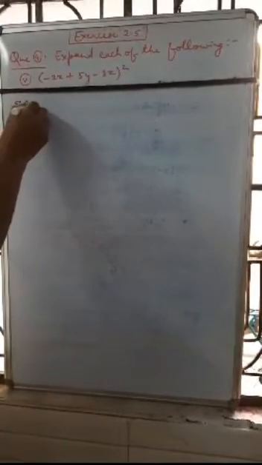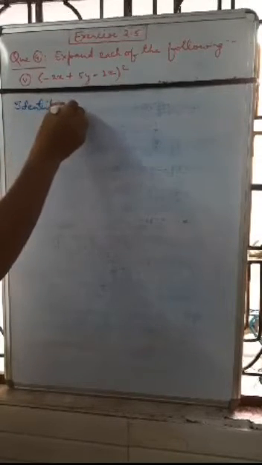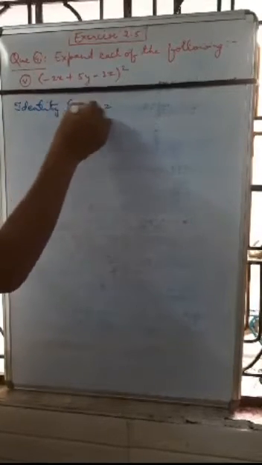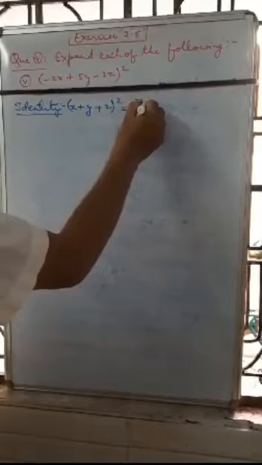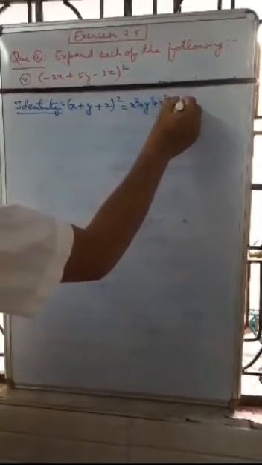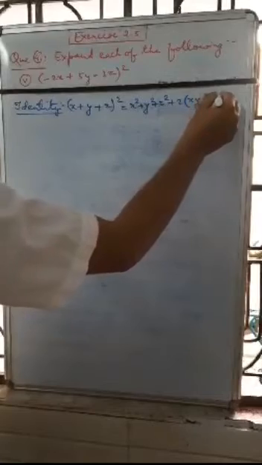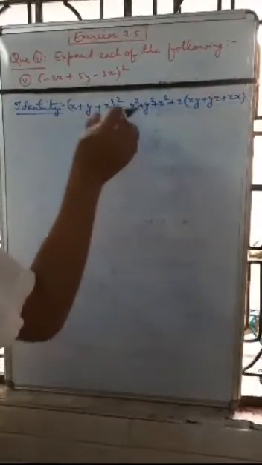Students, our next problem is minus 2x plus 5y minus 3z whole square. Again we can use the identity as in the previous question. The identity was x plus y plus z whole square is equal to x square plus y square plus z square plus 2xy plus yz plus zx. We will use the similar identity in this question because there are three variables x, y and z whole square we have to find out.